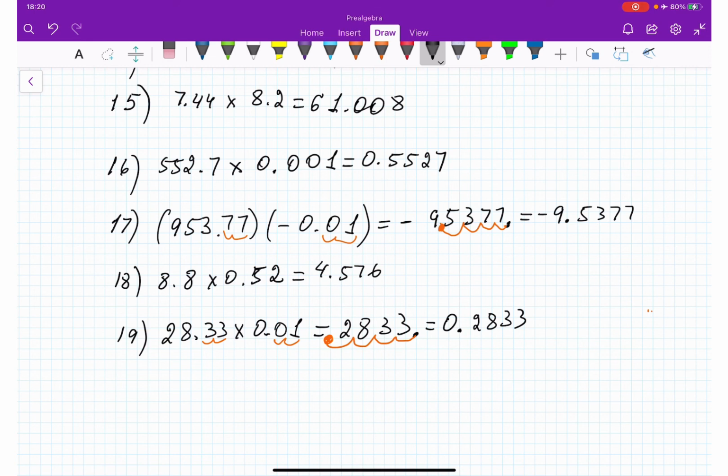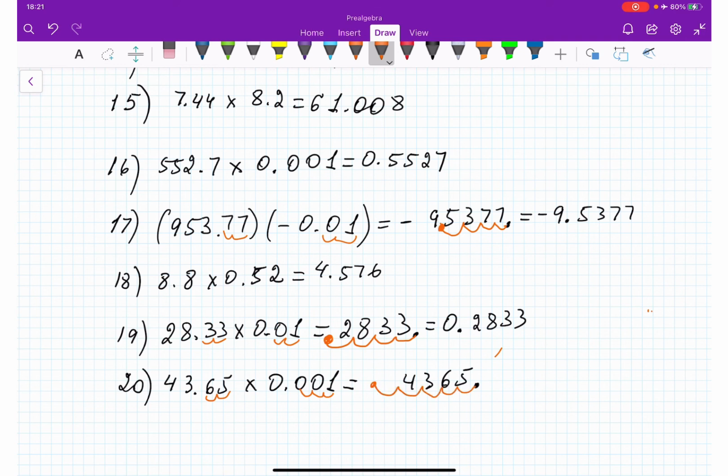Okay. Next, number 20. Okay, again, 43.65 times 0.001 this time. Since it's multiplied by 1, it's going to be 4365. The position is right here at the end. And how many decimal positions do we have? 1, 2, 3 here, 4, 5. 5 decimals, 1, 2, 3, 4, 5 right here. So 0 here is also 0. And the answer is going to be 0.04365.